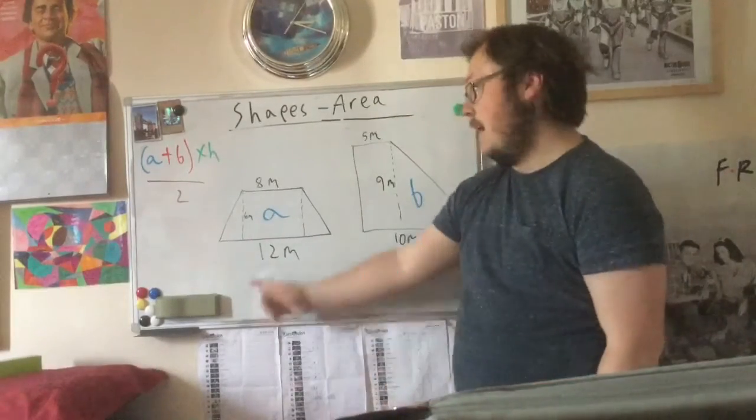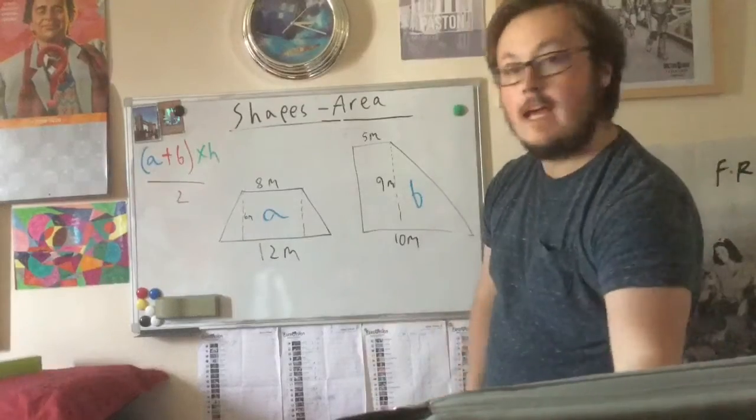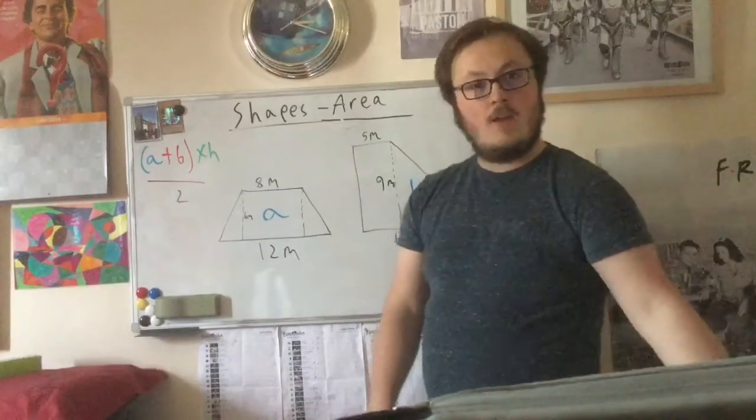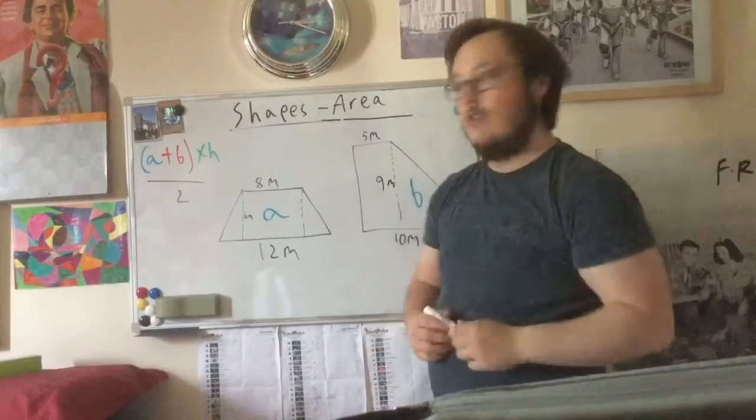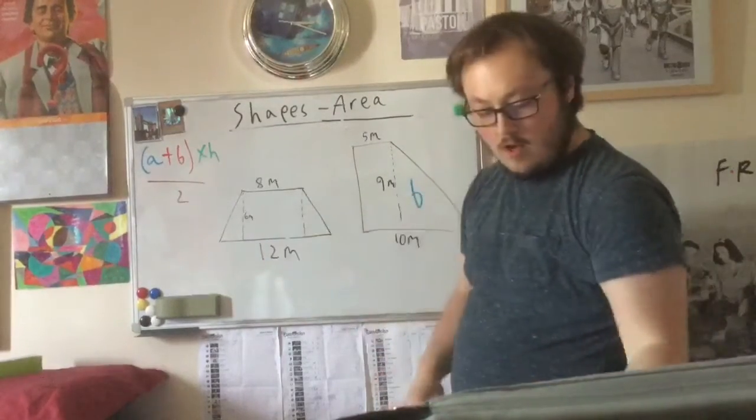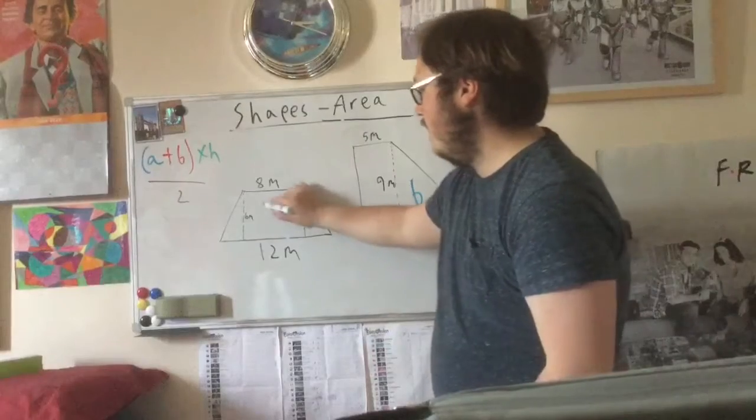So what we do is we add 12 and 8 together. That gets you 20. You multiply that 20 by 6, that gets you 120. Then you divide that 120 by 2. So you get an area of 60 meters squared.